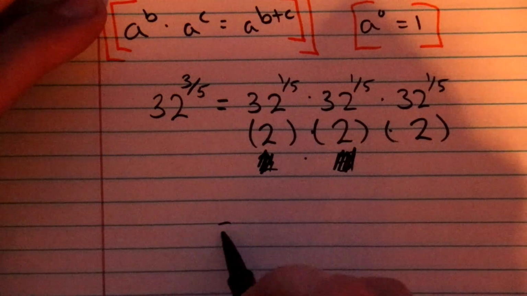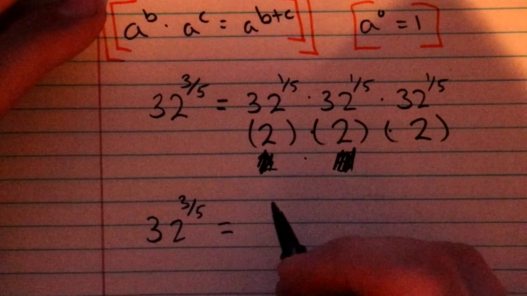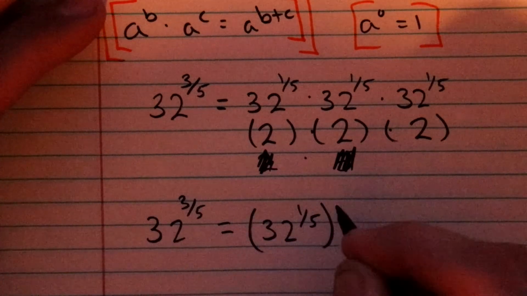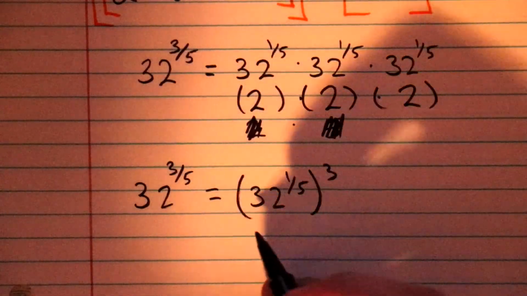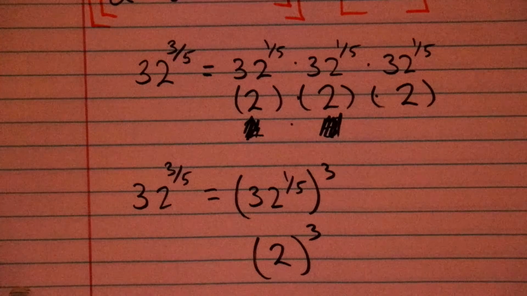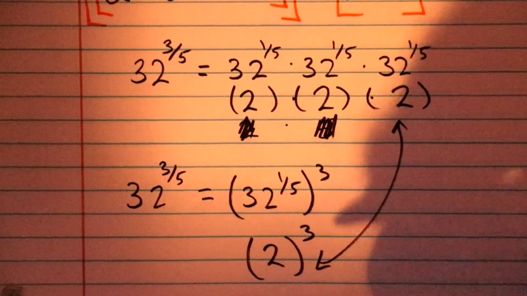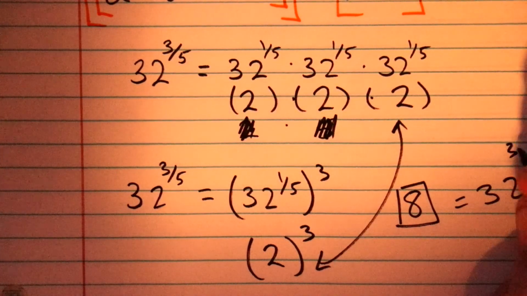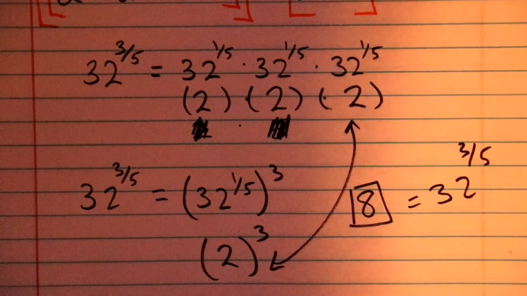Another way to write this or think about it, which kind of makes sense, is 32 to the 3/5 is equal to 32 to the 1/5 times itself 3 times. But we know that 32 to the 1/5 is 2. So really, it's just 2 to the 3rd, which is exactly what this says here. And in either case, you get 8. So 32 to the 3/5 must be equal to a value of 8.